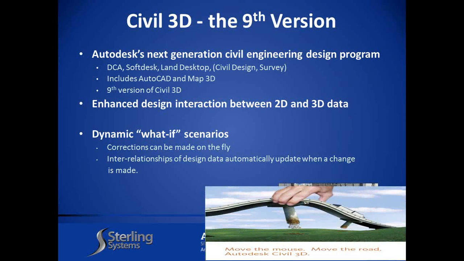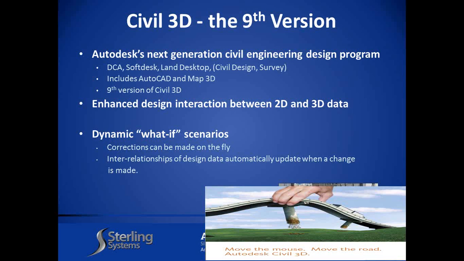The other one, to kind of sum up Civil 3D, what is scenarios? The idea is it's all collaborative now. If I move an invert, if I change the roadway design, if I move the horizontal alignment, I think this sums it up the best. Move the mouse, move the road, Autodesk Civil 3D, and hopefully at this point you've seen that. It's very powerful. Move the horizontal, move the vertical, all of your cross-sections, your volumes, everything automatically updates.